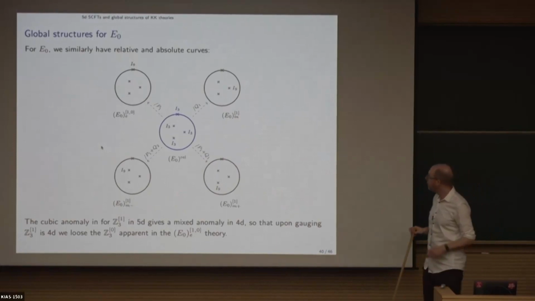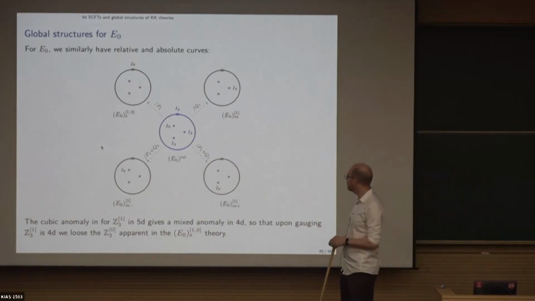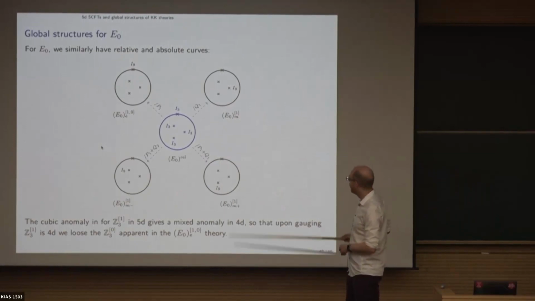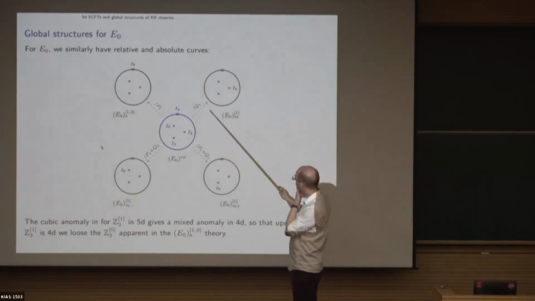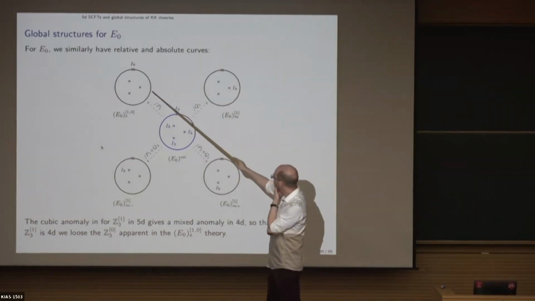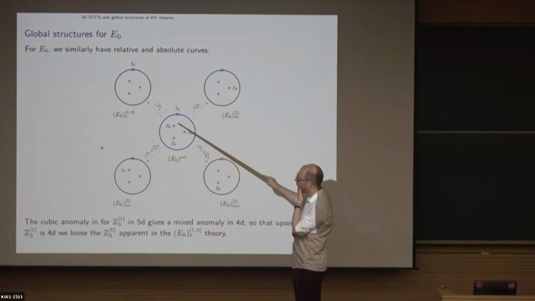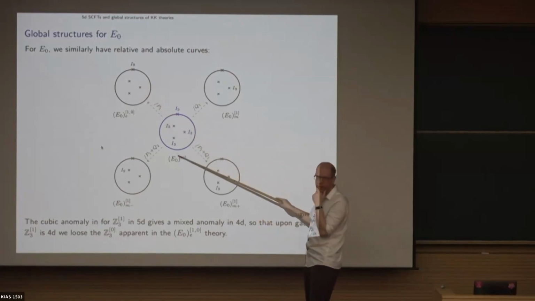Then, in terms of the E0 theory, as I said, there is an anomaly. So let's just focus here on the gauging of the one-form symmetry in 4D, which I can do. It's a Z3 symmetry. So this is the electric theory. It has three I1 singularities. I can do a three-isogeny. I get the so-called relative curve, which has three I3 singularities.